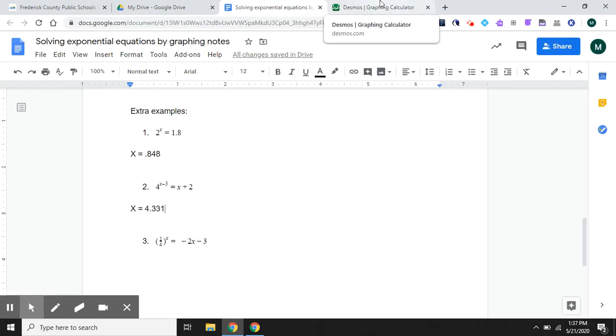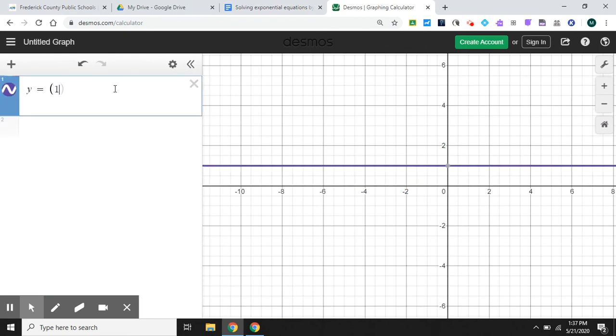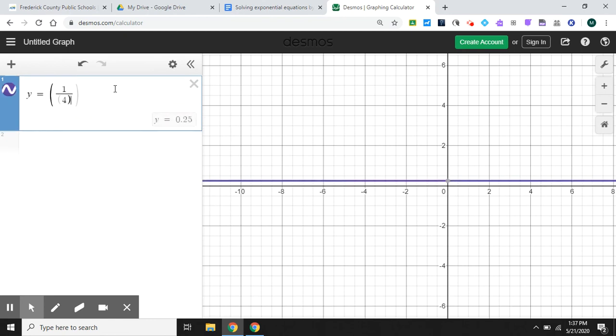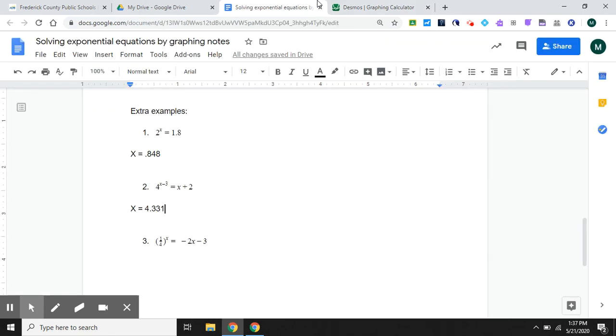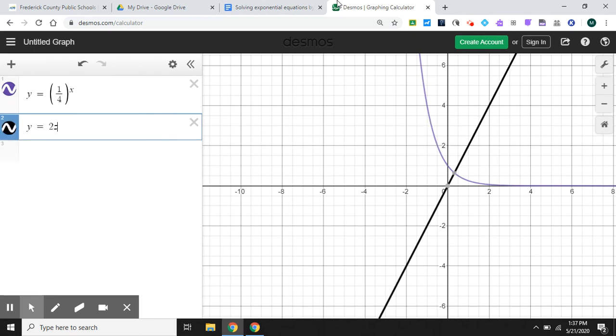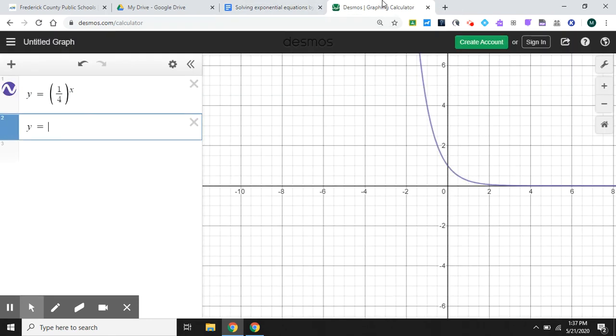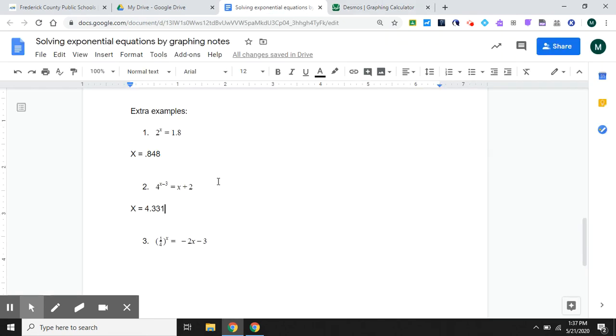And then last but not least, y equals 1/4, and we're going to raise that to the x. And then y equals negative 2x minus 3. And here, again, there's no intersection point. They don't intersect at all. So this one's going to be a no solution.